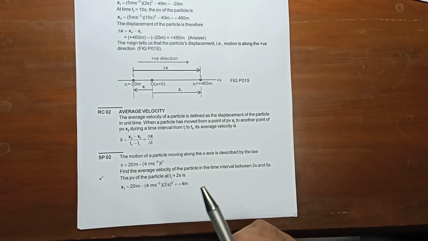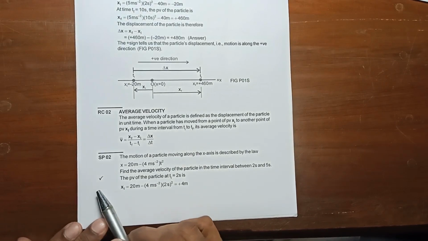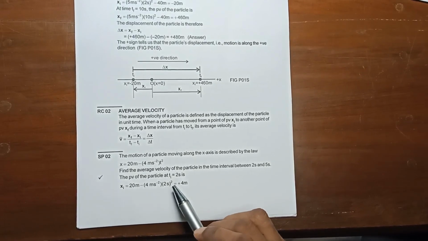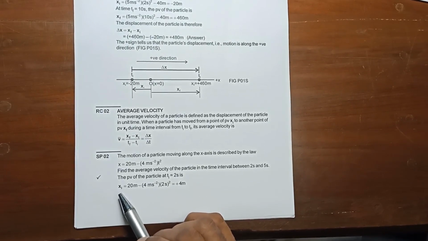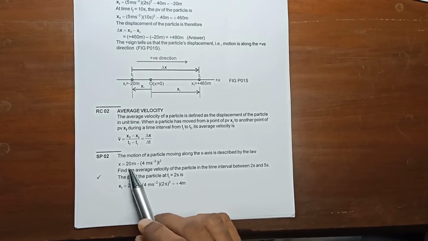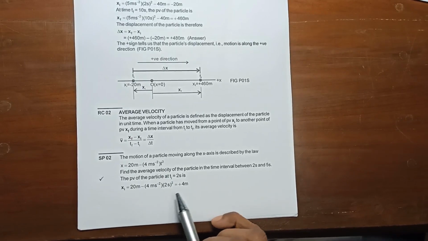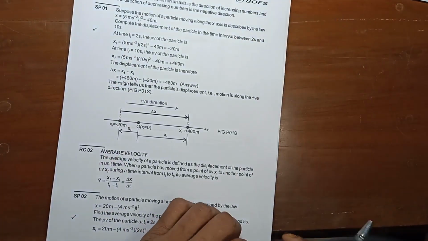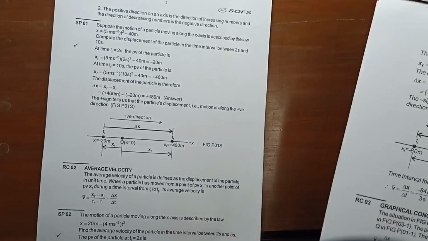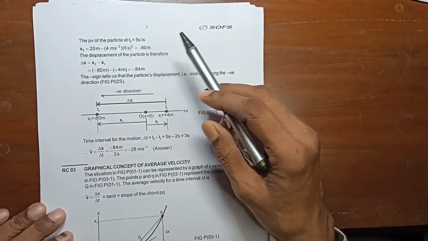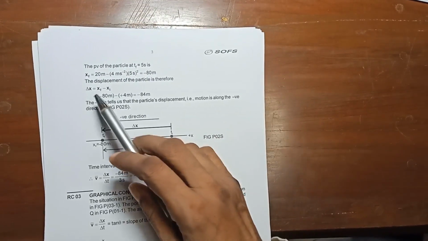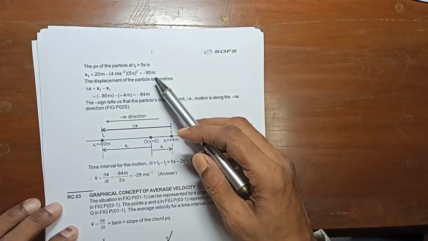Motion of the particle is given by the law. We have to find the average velocity of the particle between 2 seconds and 5 seconds. So, solution. The position vector of the particle at initial time ti equal to 2 seconds is xi vector, the initial position vector. Putting t equal to 2 seconds here, it will be plus 4 meter. Now when t is equal to 5 seconds, that is t final equal to 5 seconds, what is the position vector? X final, putting t equal to 5 seconds, will be minus 80 meter.